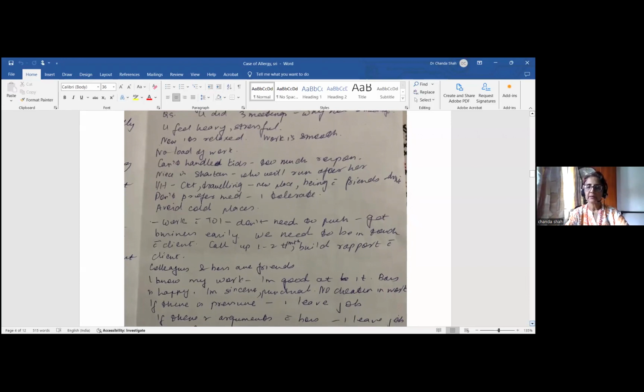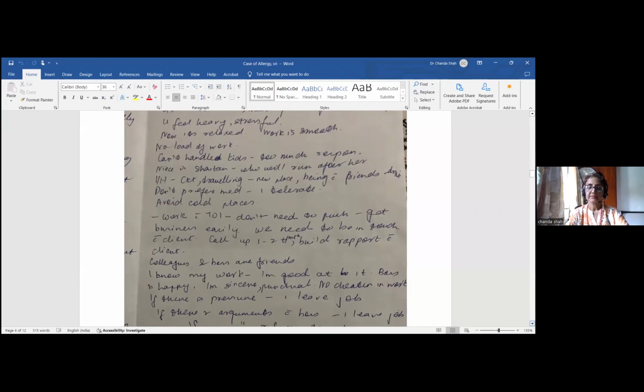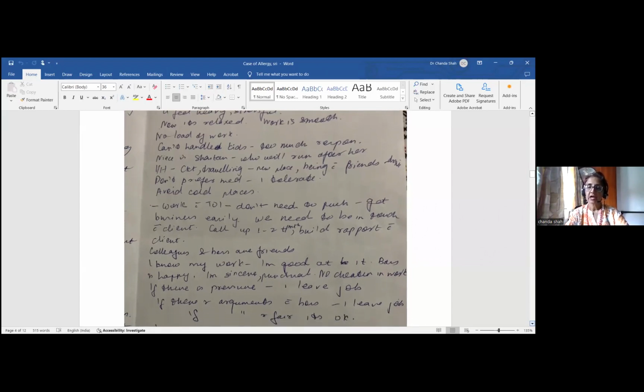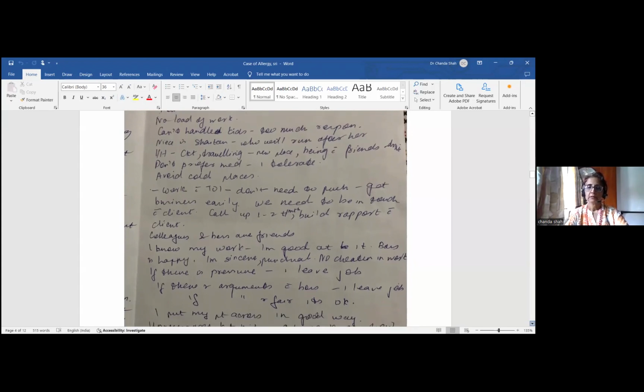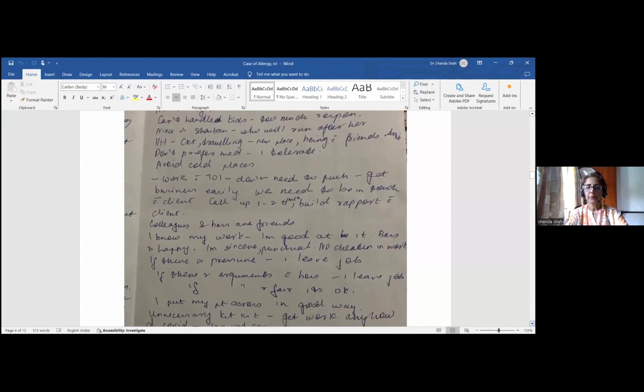I know my work. I'm good at it. My boss is happy. I'm sincere, punctual, no cheating in work. Then he says, if there's work pressure, I'll leave the job. Okay. So in between, with that time zone India, he had left the job and again he rejoined. And then he said, if there are arguments with the boss, I'll leave the job. But if the arguments are fair, it's okay. Then he said, I put my point across in a good way.